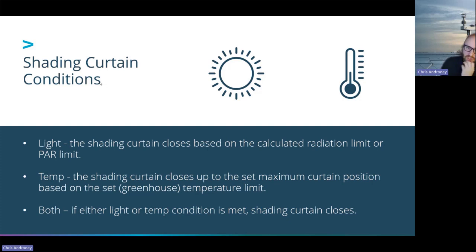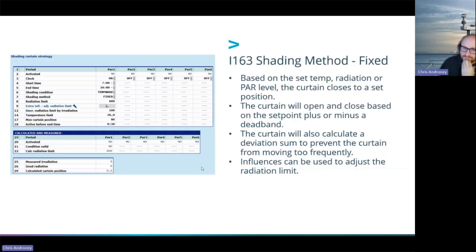So first, if we look at shading curtain conditions, we're going to ask ourselves, how do we want to operate our shading curtains? First one we can use is light. So the shading curtain closes based on the calculated radiation limit or PAR limit, if we have a PAR sensor. We can also look at temperature. So the shading curtain closes up to the set maximum curtain position based on the set greenhouse temperature limit. So if you're saying, okay, it's getting too hot in the greenhouse, I want to pull the shade to block some of that sunlight coming in, you can do that. Or you can use both. So if either light or temp conditions are met, then the shading curtain closes.